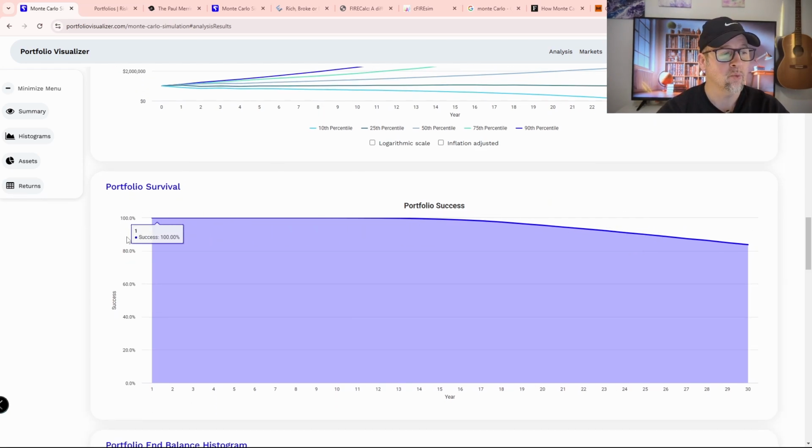So we will go through portfolio survival here, and as you can see, it starts to decrease after 15 years. We start seeing almost 1% down. There's a full percent, and then it slowly goes down. And this is telling me that I have an 83.73% chance that this portfolio will last me 30 years.